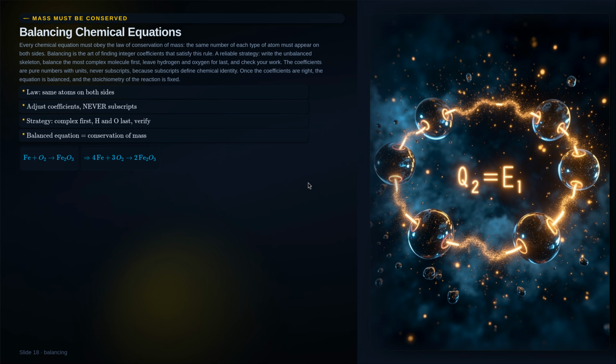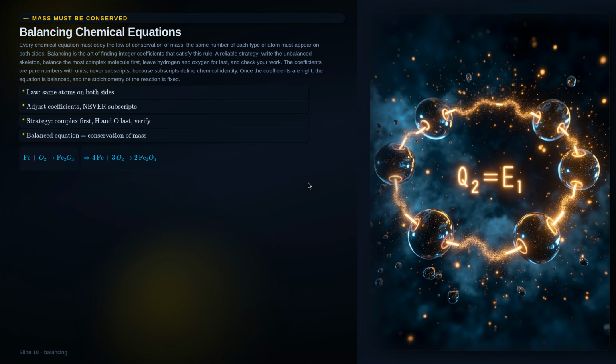Balancing means adjusting coefficients, the numbers in front of each formula, so that the number of atoms of each element is the same on both sides of the arrow. A simple method is trial and adjustment. Start with the most complex molecule, balance one element at a time, save hydrogen and oxygen for last, and recount everything when you finish.